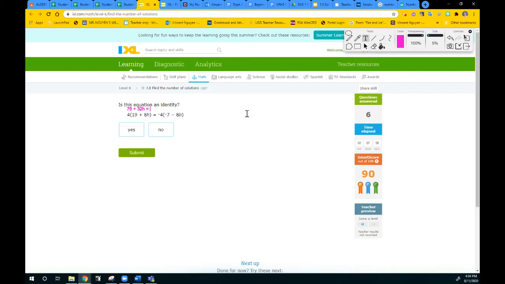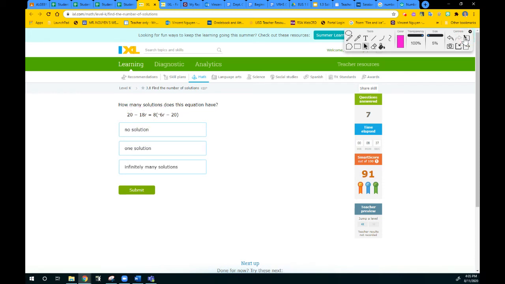And then on the right-hand side, we're going to multiply negative 4 times negative 7. That's 28. That's positive 28. And then negative 4 times negative 8. H will be positive. Yeah, positive 32H. Well, as you can see, the 32H matches up, but the 28 and the 76 do not match up. So I'm going to say that this is not an identity, right? It's actually a contradiction.